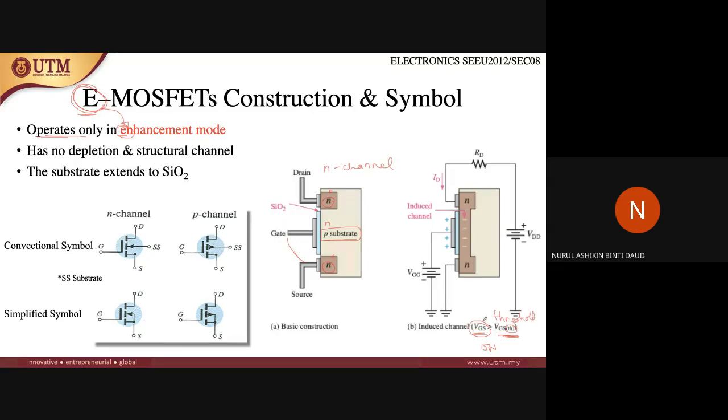Okay, threshold. If the value of the voltage at the gate and source is less than the threshold, this MOSFET will not be on. It will be off, so there will be no current flowing inside the MOSFET.